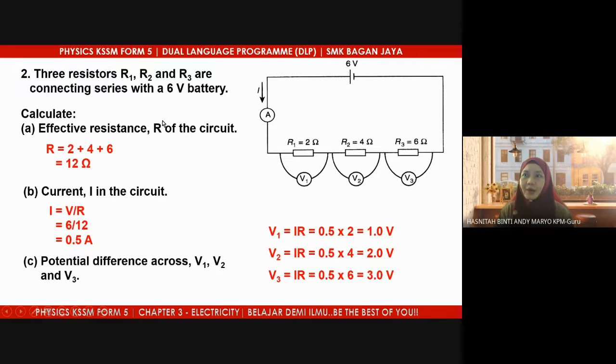Okay, so can you understand, can you follow question 2, how to find A, B, and C? Are you clear with the solution, students? Okay, very good. Okay, I hope the rest are also the same.